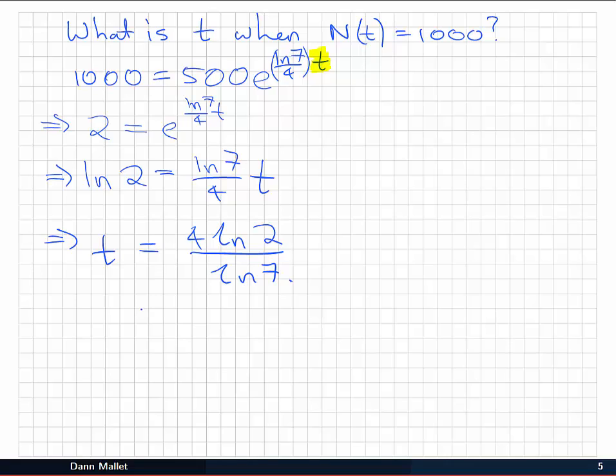Again, if you jump to your calculator, you should be able to find that that's approximately 1.42, and the units here are hours, and we can take that as our approximate time at which the population has doubled.